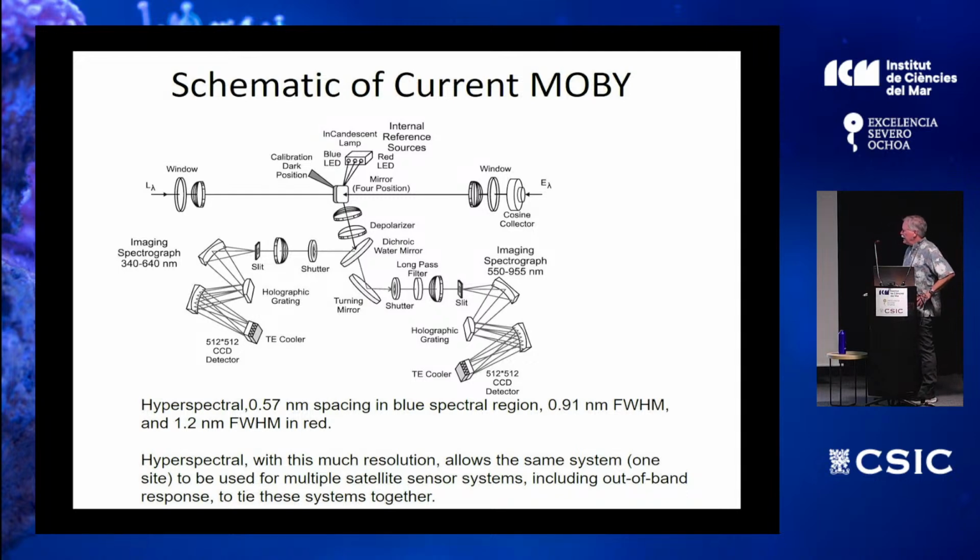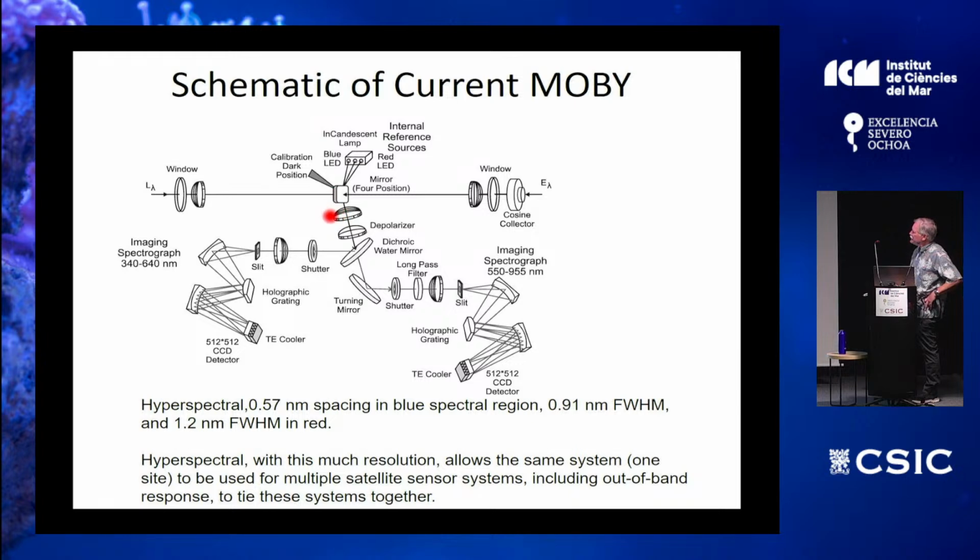It's hyperspectral. It's about a 1 nanometer band pass, but with sampling every half a nanometer or so. And with the hyperspectral, it's allowed us to do the vicarious calibration for all the different ocean color instruments that have been launched. And we've been the primary source for both the United States and for other countries' instruments.